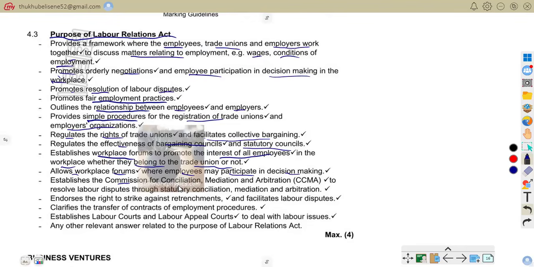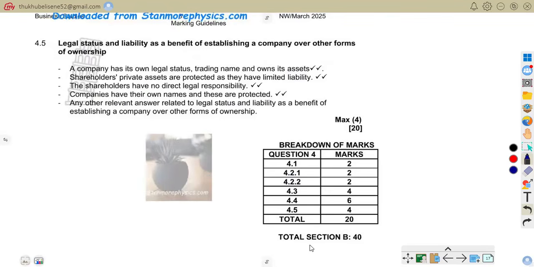Establish the Commission for Conciliation, Mediation and Arbitration to resolve labour disputes through statutory conciliation, mediation, as well as arbitration. Also endorses the right to strike against retrenchment and facilitates labour disputes. Clarifies transfer of contracts and employment procedures. And it also establishes labour courts and labour appeal courts to deal with labour issues. So that is that.